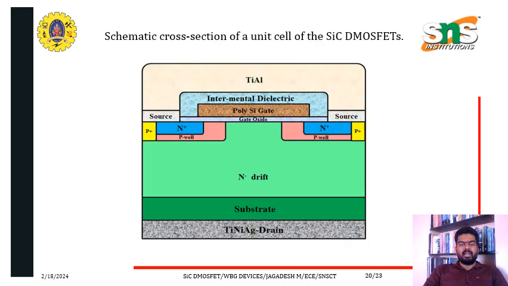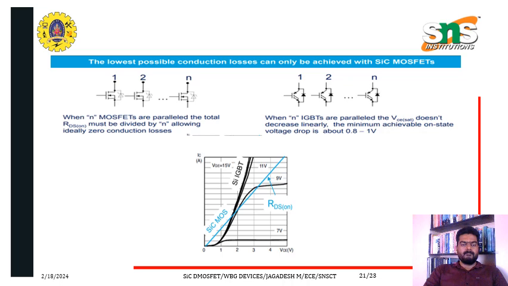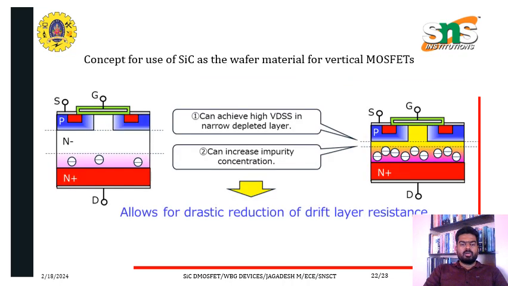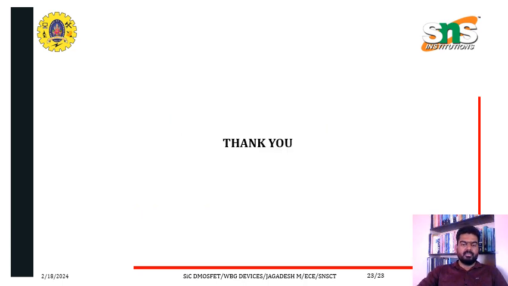This is a schematic cross section of a unit cell of SiC DMOSFET. The lowest possible conduction losses can be achieved with the SiC MOSFET. The concept is the use of SiC as a wafer material for vertical DMOSFET. It can achieve high VDSS in a narrow depletion layer and can increase impurity concentration, allowing for drastic reduction of drift layer resistance. Thank you.